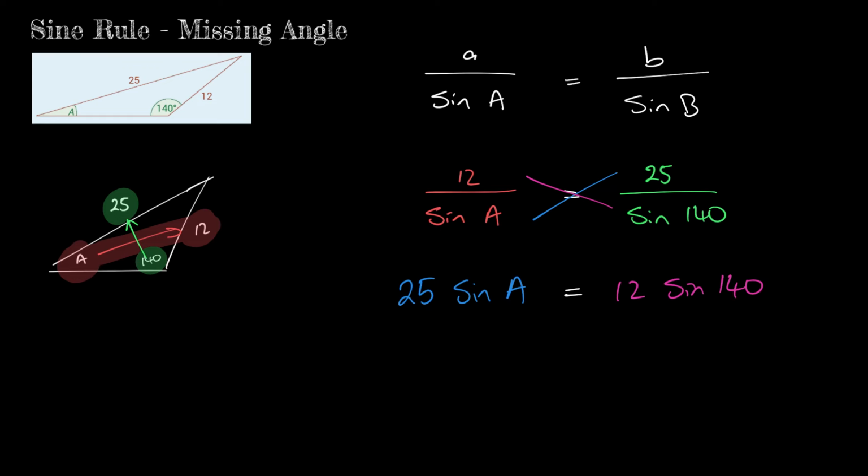Okay. The next step is to look at what we have and to see how we can fix it, right? So we're looking for A. So I can see I've got sine of A there. I don't want sine of A, I just want A. So to make this easier, what I'm going to do is I'm going to get that sine A by itself.